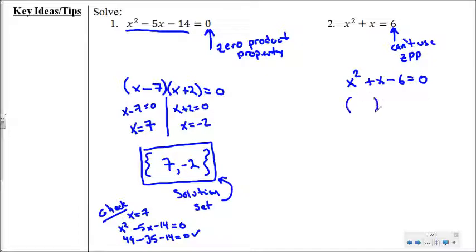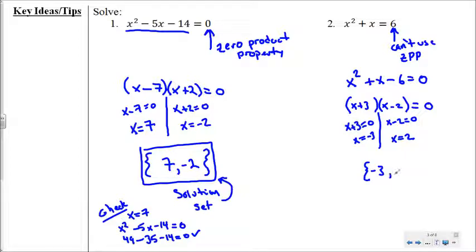So I'll factor the left-hand side. What multiplies to negative 6 and adds to 1 would be x plus 3, x minus 2. The zero product property tells me that one of these two factors must be 0. Therefore, x plus 3 equals 0, which occurs when x is negative 3, or x minus 2 is equal to 0, which occurs when x is equal to 2. Therefore, my solution set in this case is the values negative 3 and 2.